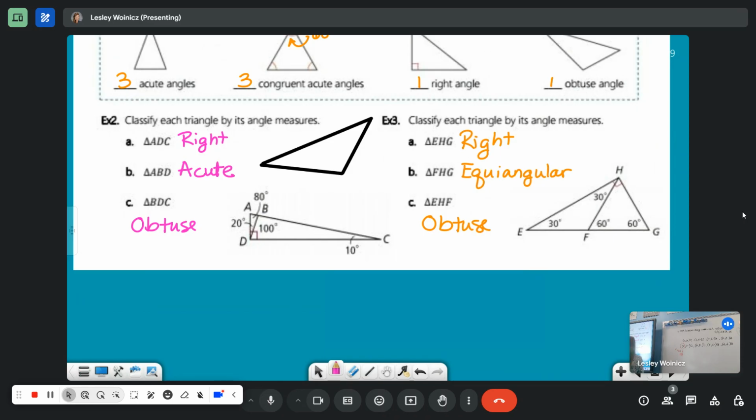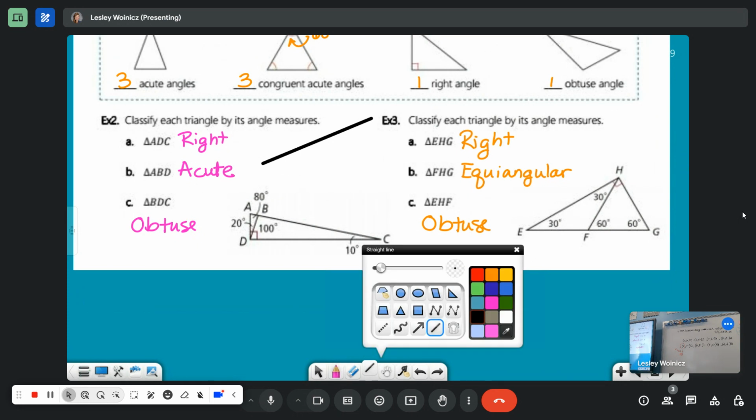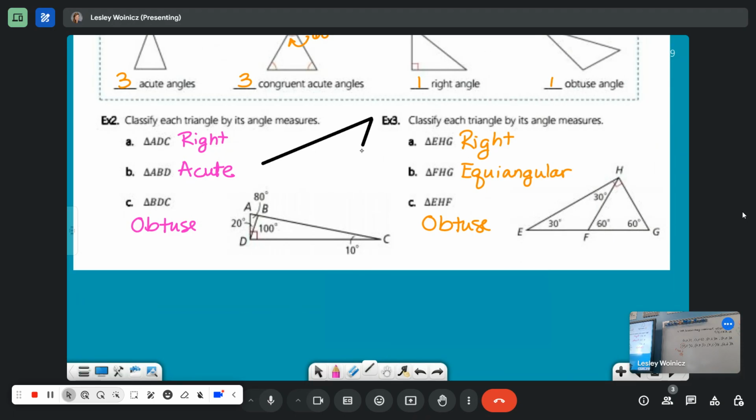Because again, don't look at the side lengths, look at how big the mouth is open. Do I need to redraw the triangle? Okay. I'll draw it. Is that more obvious? Yeah. Okay, which one is the smallest one? Smallest angle. The one on the left. Okay, so this is the smallest.